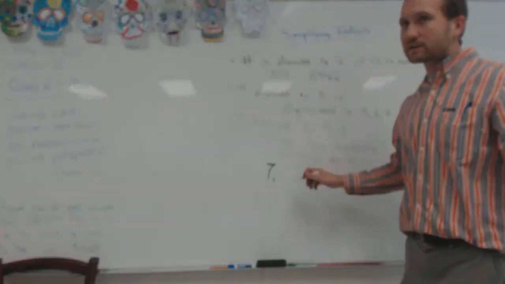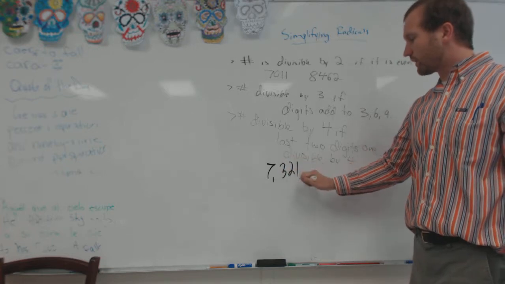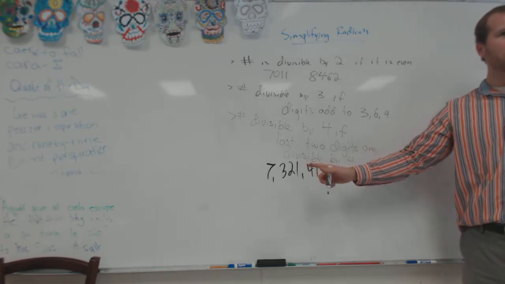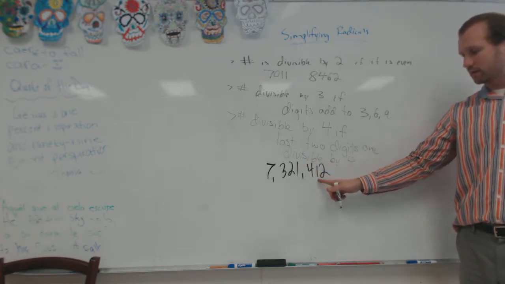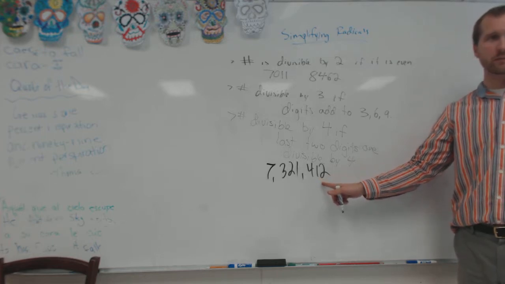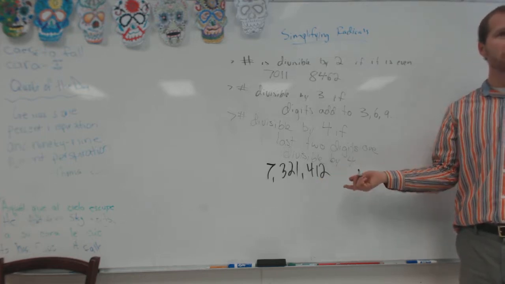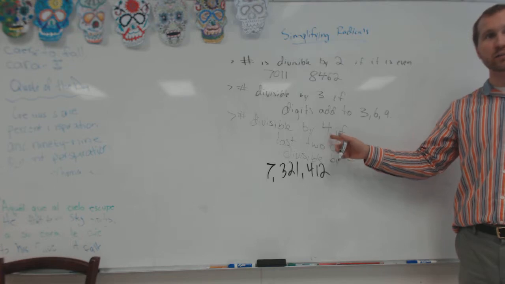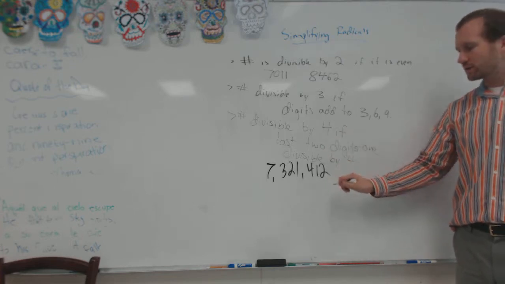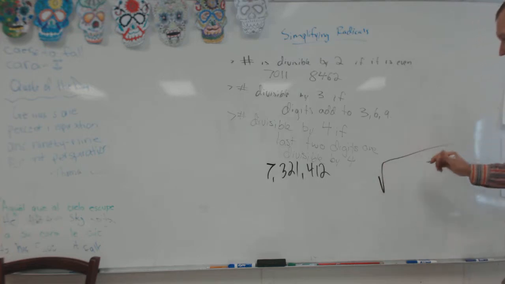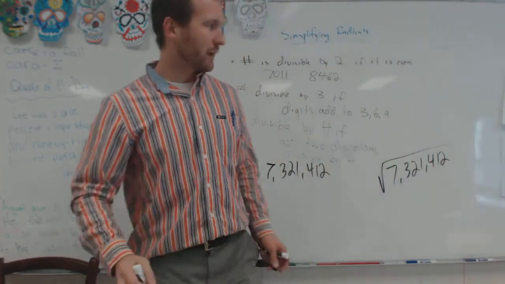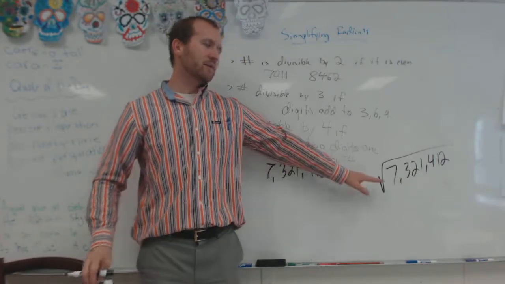Okay, so if I had a number like 7,321,412, I know this is divisible by 4 just because the last two digits are divisible by 4. Which is a really cool rule because 4 is a perfect square, right? So when you start to see really big numbers under your square roots, I would probably not give you this problem, because it's kind of extreme.